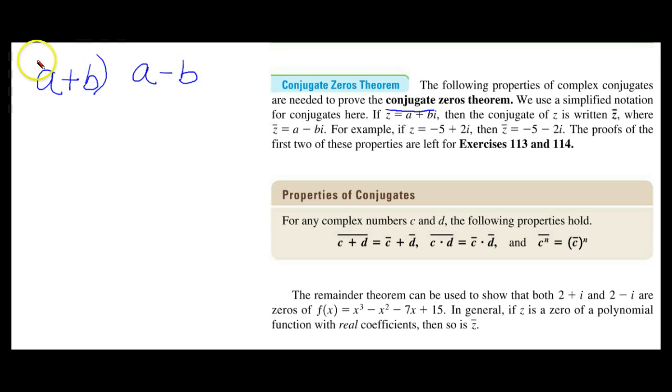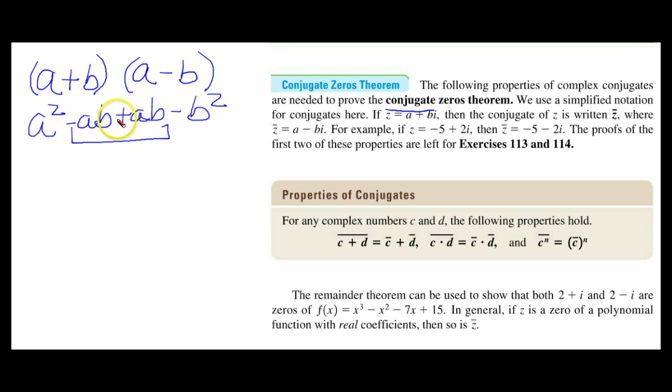So if we were to FOIL this, when we FOIL conjugates, the middle terms cancel out. So we get A squared minus AB plus AB, our outers and our inners, and then a minus B squared. So our middle terms just subtract out.